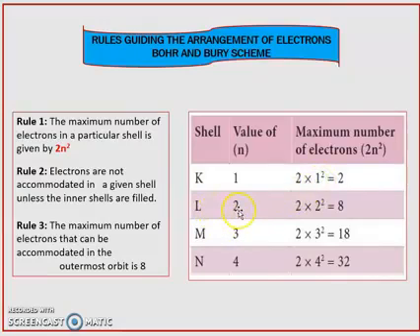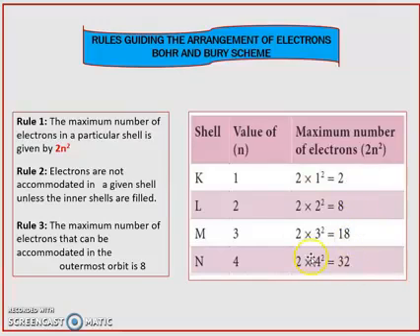Then in the second shell, n is 2, that's energy level 2. The maximum number is 2 times 2 squared, which gives you 2 times 4, which is 8. Then the M shell, the third shell, n is 3. So we have 2 times 3 squared. 3 squared is 3 times 3, not 3 times 2 or 3 plus 2. So 3 squared is 9, times 2 is 18. Then the N shell, we have 2 times 4 squared, which gives you 32, and so on.